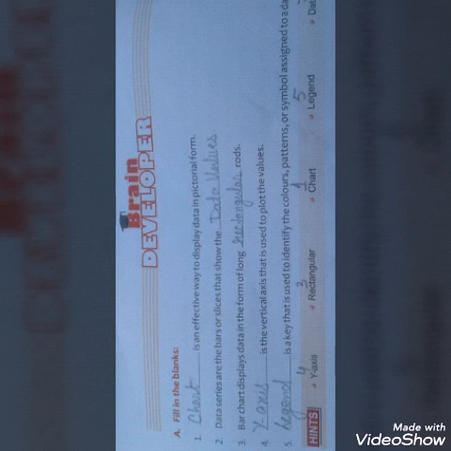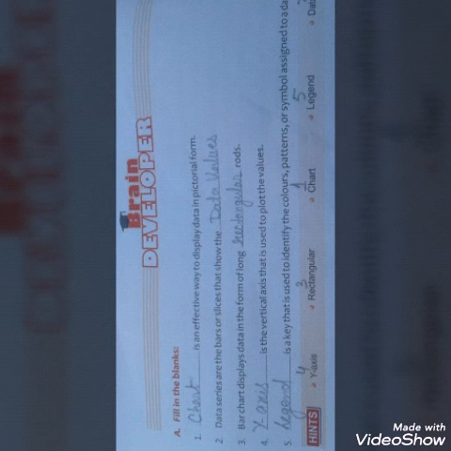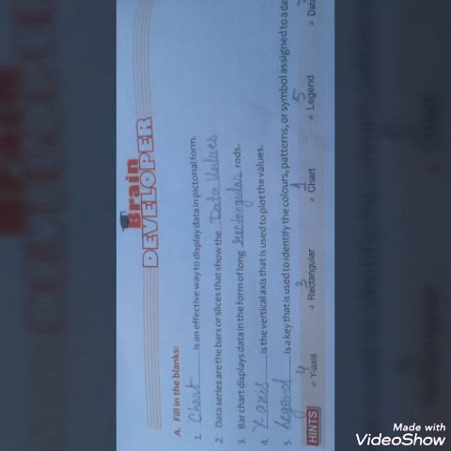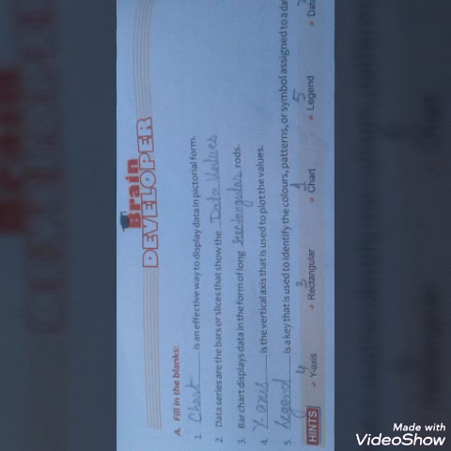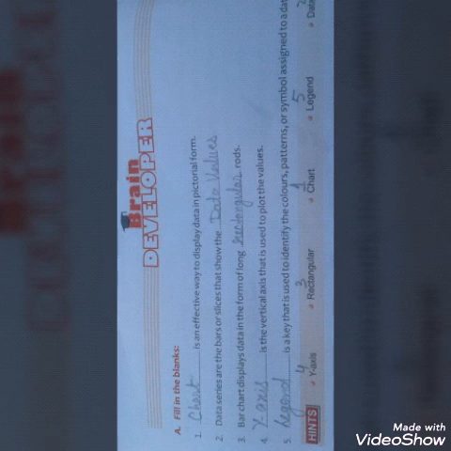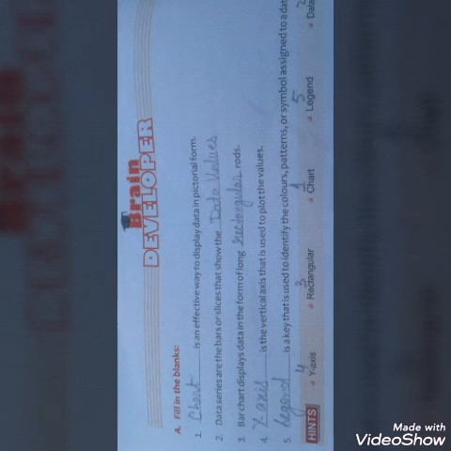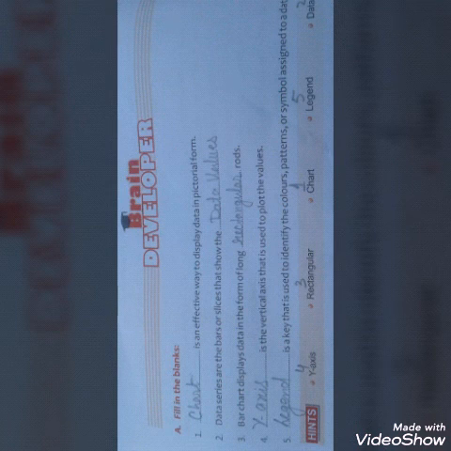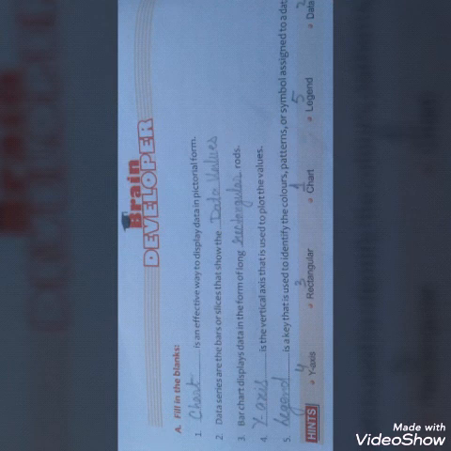Dash is an effective way to display data in pictorial form. So, the answer will be here chart. Now, next one is data series are the bar or slices that show the dash. So, the answer will be here data values. After that, students, third one is that bar chart displays data in the form of the long dash rods.